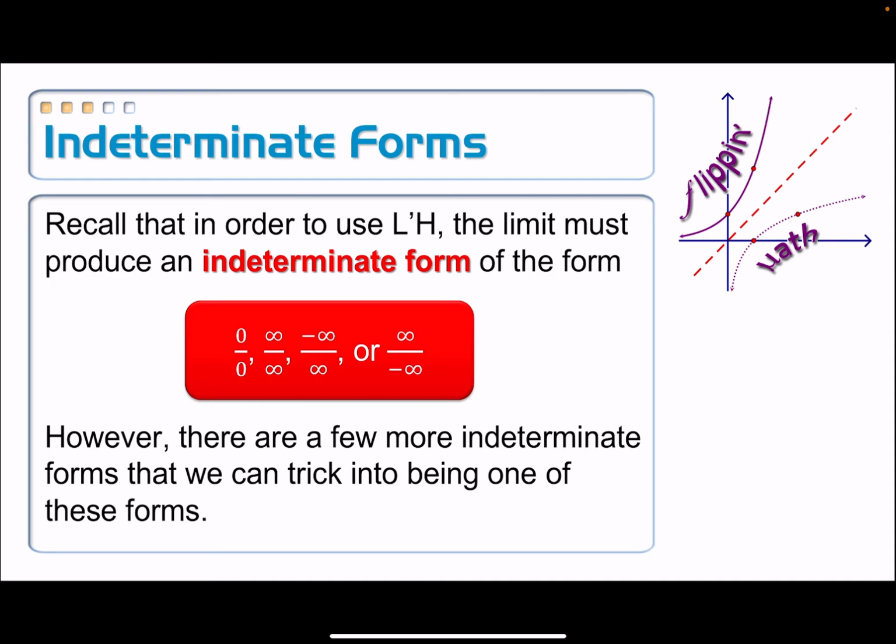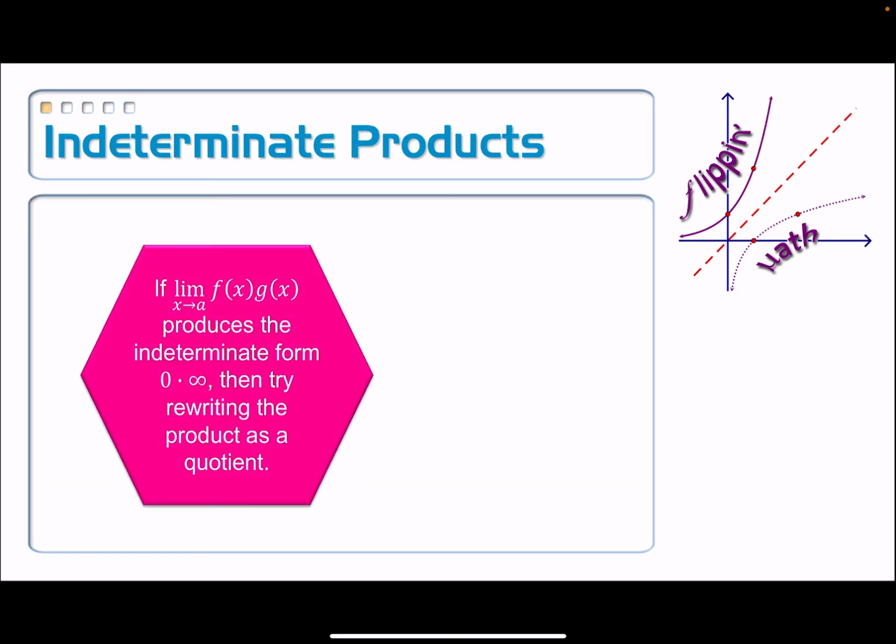So here is our next indeterminate form. We said that we can only use L'Hopital's rule if we have 0 over 0 or infinity over infinity. Anything else, any other indeterminate forms, of which there are a few more that we're going to learn, you have to trick it. So here is our first one.